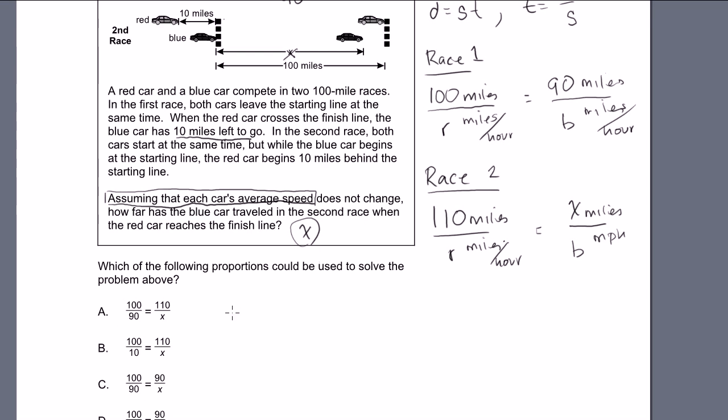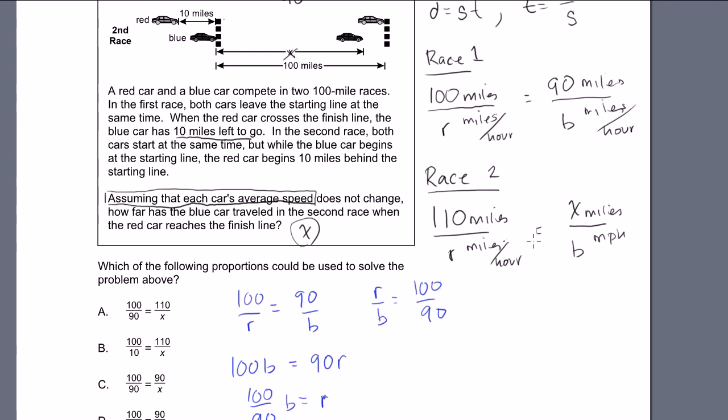So from race 1, we got the information that 100 over r is equal to 90 over b. If we cross multiply, we essentially get 100 times b is equal to 90 times r. If we divide both sides by 90, we get 100 over 90 times b is equal to r. If you divide both sides by b and swap the sides, you get r over b is equal to 100 over 90. So we know what the ratio of red speed to blue speed is. It's 100 to 90.